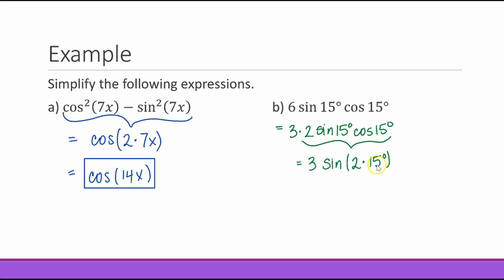So A, the angle, is 15 degrees. The 3 gets brought down. So we have 3 times sine of 30 degrees. So this is already more simplified, but we can do better than this because sine of 30 degrees is a value we can evaluate. So we have 3 times 1/2, or 3 over 2, is our simplified answer.